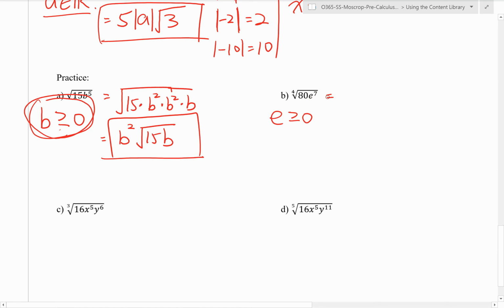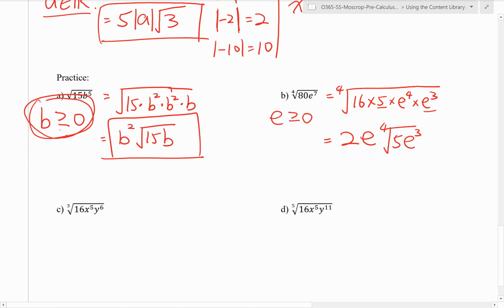So now we can actually change this. 80 is 16 times 5. And again, e to the 7, I'm going to change that to e to the power 4 times e cubed. Okay. So now, the fourth root of 16 is 2. The fourth root of e to the power 4 is simply just e. And there's nothing we can do about the 5 and the e cubed. So we are going to keep those inside. So that's just going to be 5e cubed.